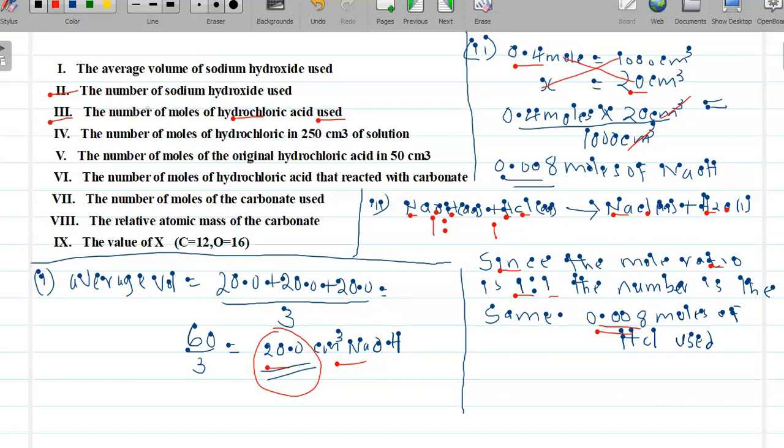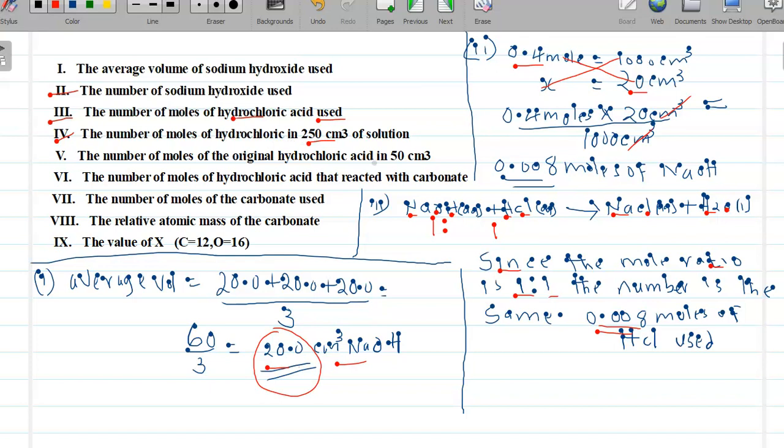So that is the answer of question 3. We have question 4: the number of moles of hydrochloric acid in 250 centimeter cubic of solution. So that's what we are going to calculate, the total number of moles in 250 centimeter cubic of solution of the acid. When we prepared solution R, we are going to get the total number of moles, which is the excess number of moles of the acid that remain from the carbonate.